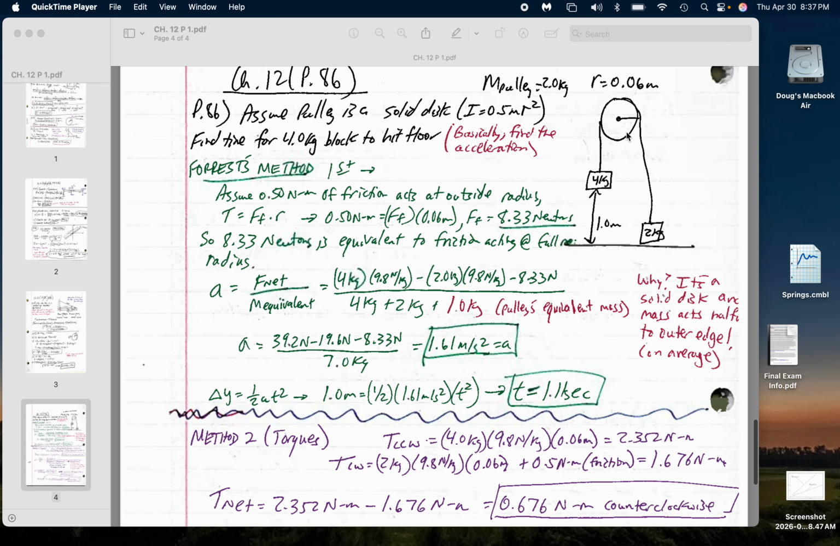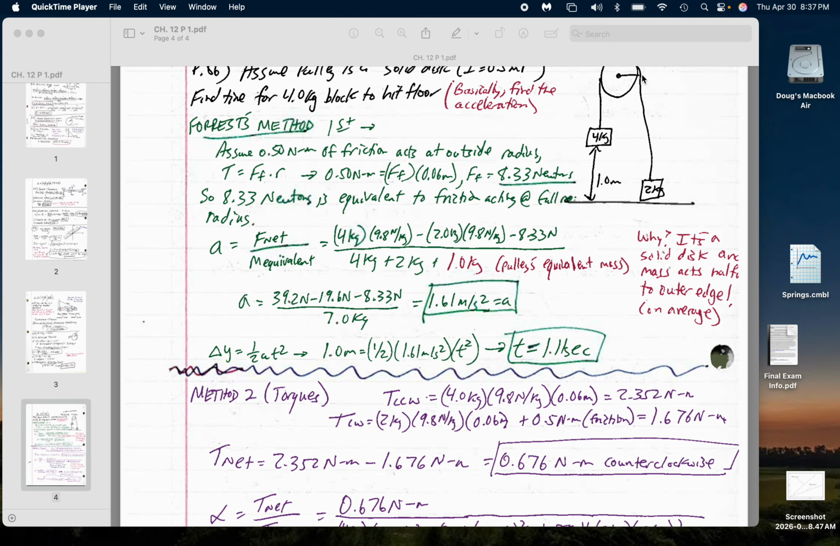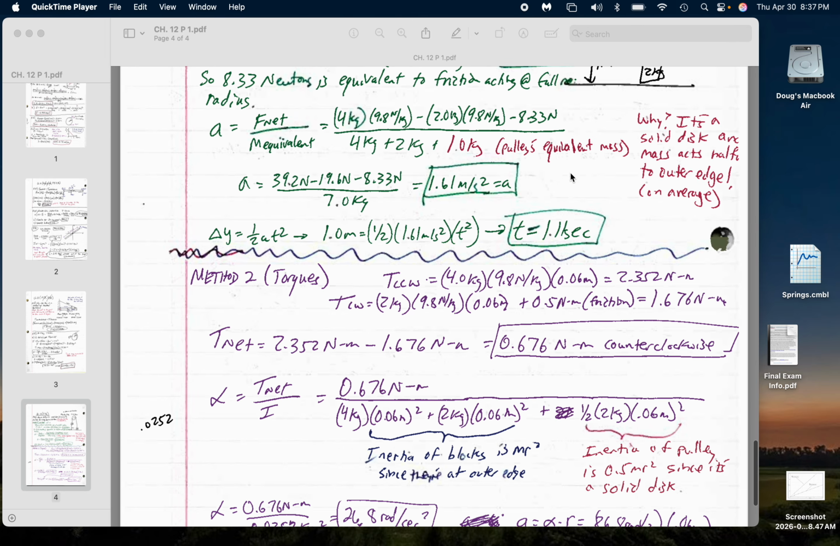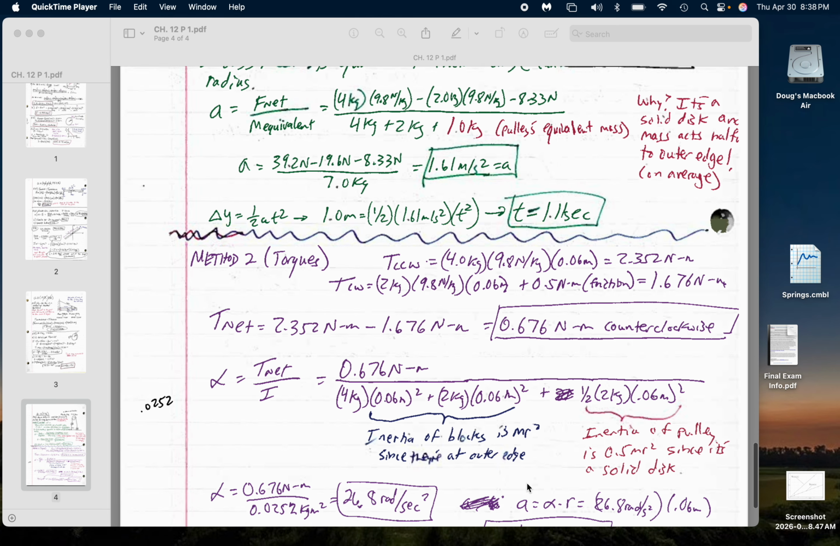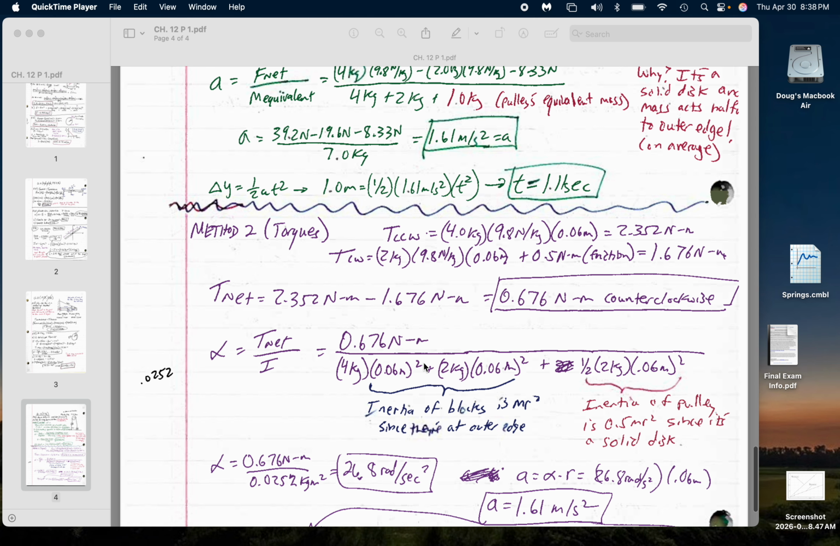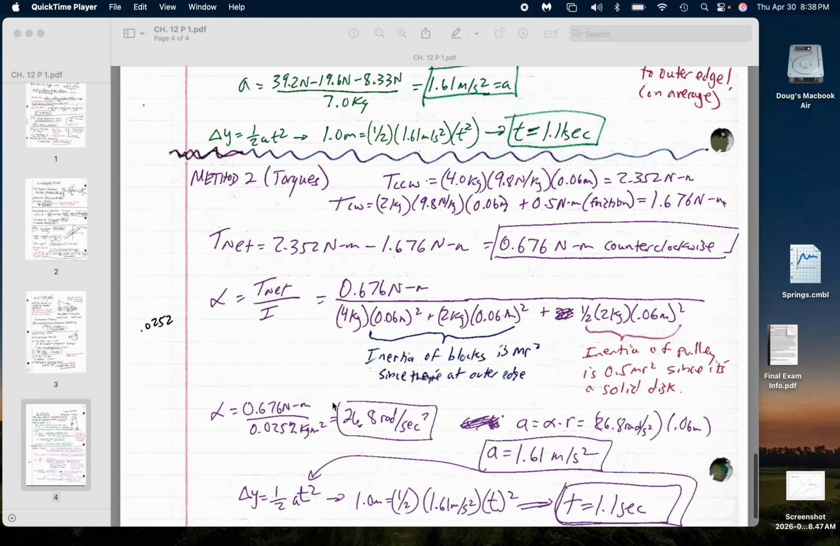But these two things, which are not on the circle, but they're acting like they are, these two things act as if they're completely on the outside. So they are basically mr squareds. So 4 kilograms at 0.06, 2 kilograms at 0.06, since they're at the outer edge. So essentially I get that torque divided by all that moment of inertia. That gives me this angular acceleration.